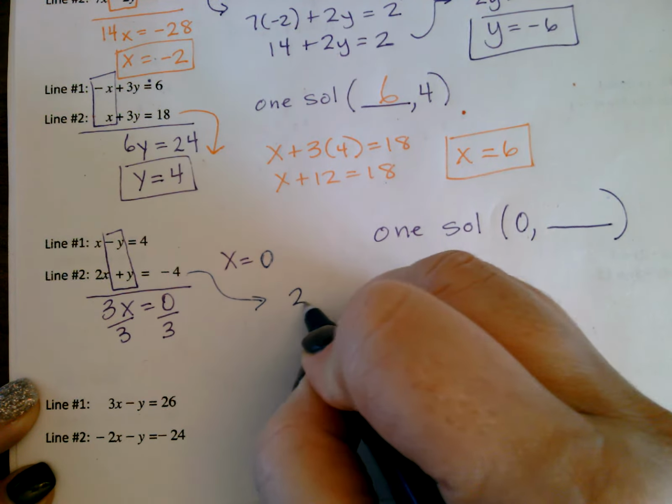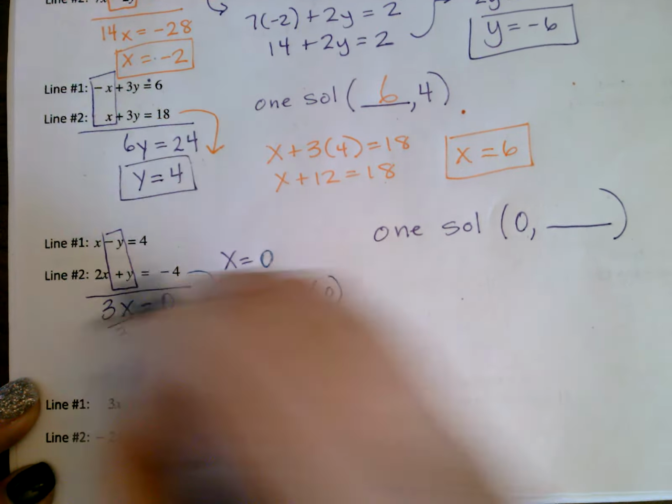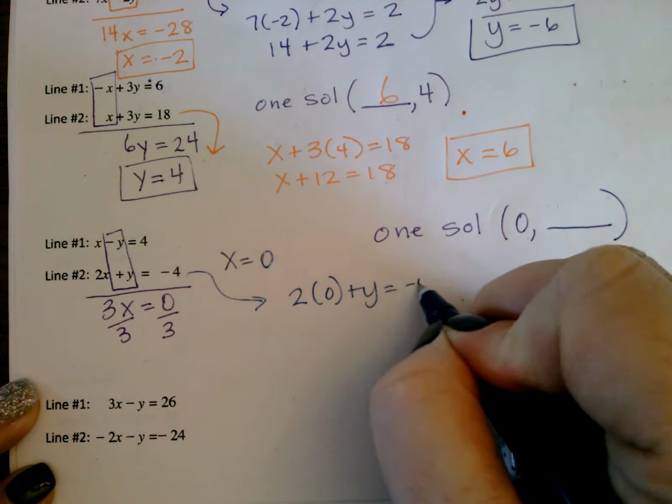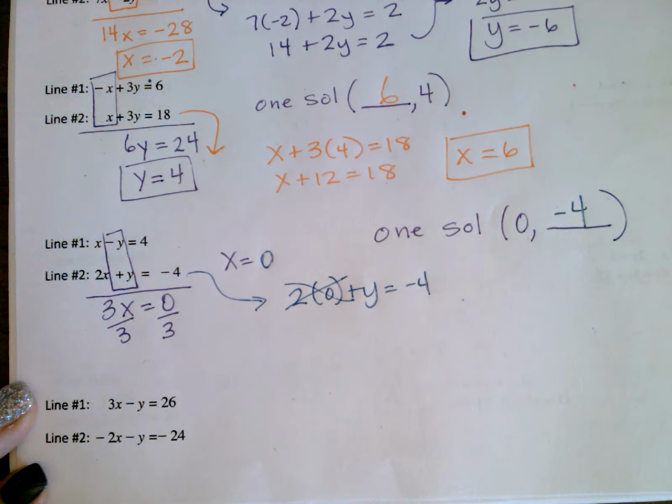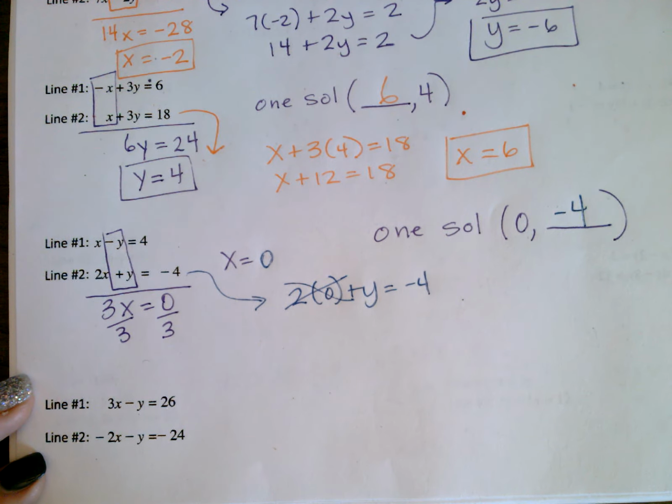Now I'm going to put 0 into either equation. I'm choosing equation number 2. They would cross at the point 0, negative 4.